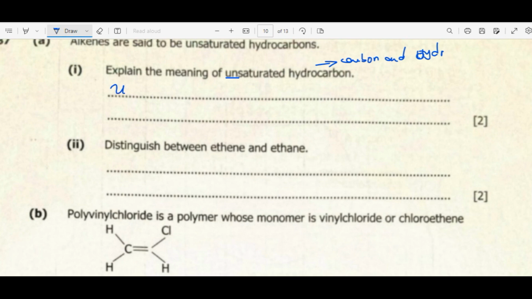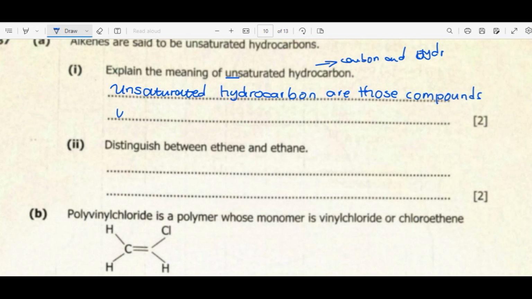So say unsaturated hydrocarbons are those compounds with at least one double or triple bond.